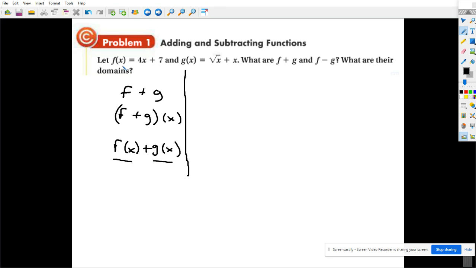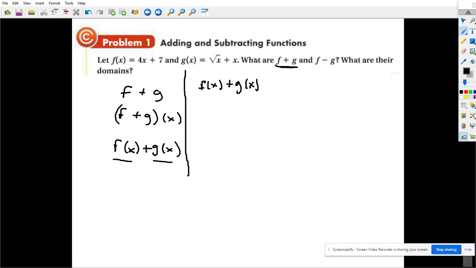So right here, I'm explaining to you what f of x is. F of x is 4x plus 7. G of x is the square root of x plus x. So I want you to find what f plus g is. So the first thing I'm going to do is I'm going to add. Okay, so this is f of x plus g of x. That's what this means right here.